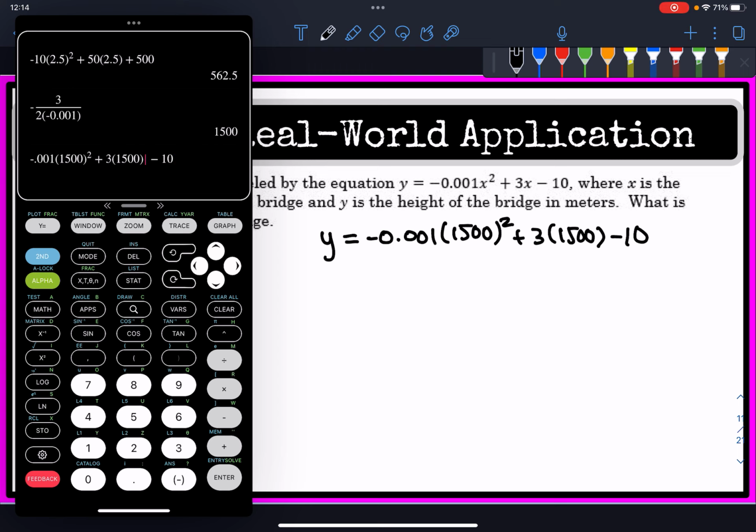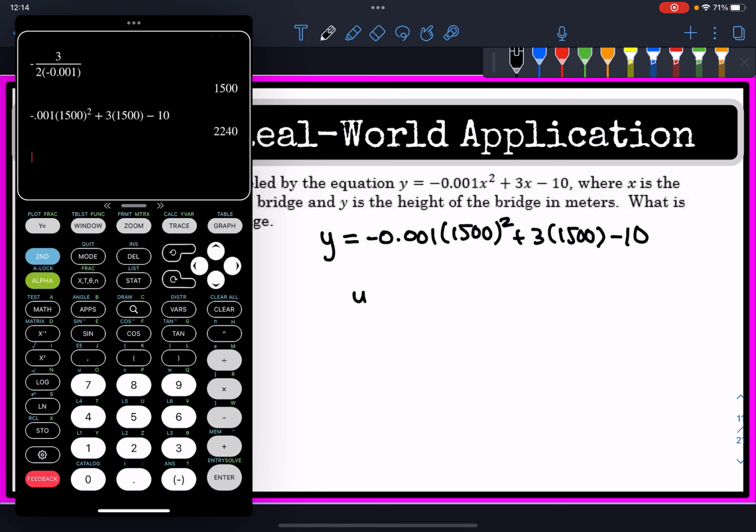Oops, there we go. And there is your answer. So that's the max height.